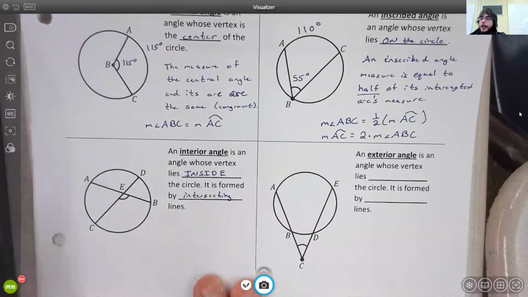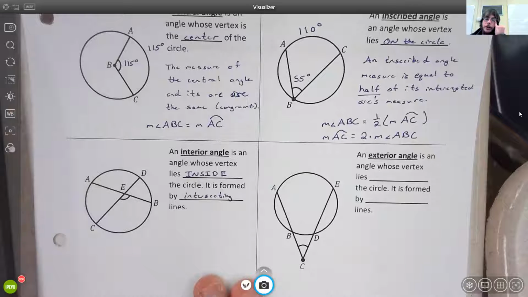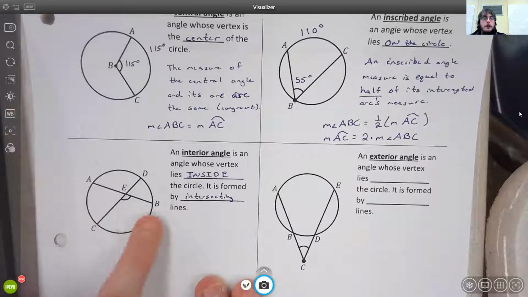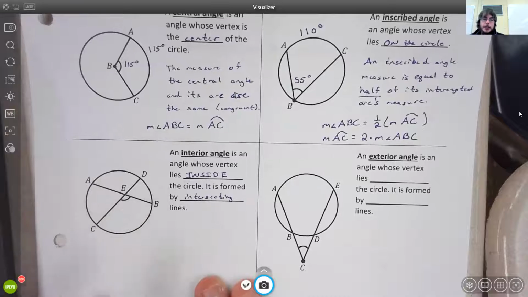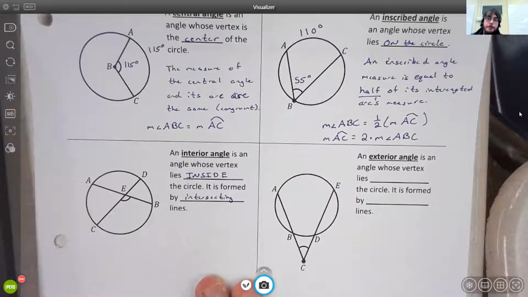It is important to note that a central angle and interior angle are not the same thing. An interior angle is off of the center. It's still inside the circle, but it's away from the center.